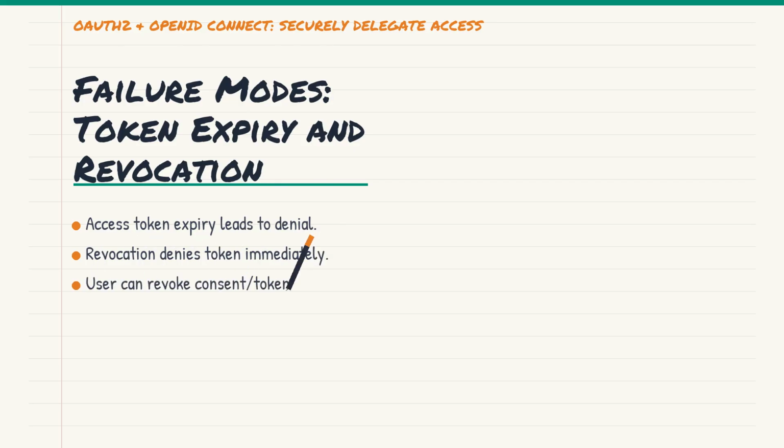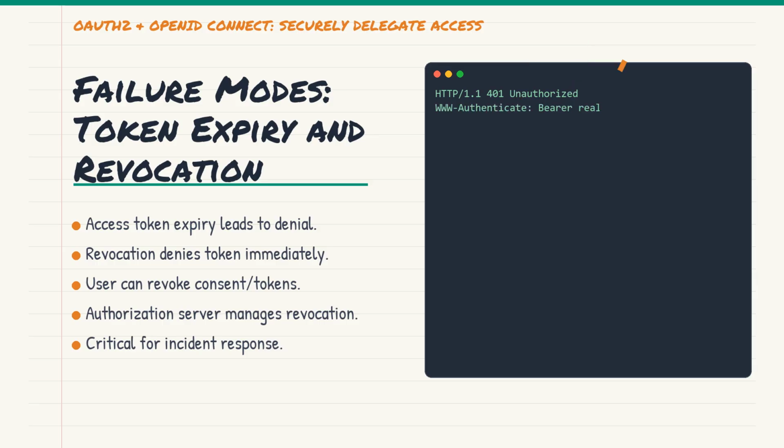Let's consider what happens when things go wrong with tokens. The most straightforward failure mode is an expired access token. The client tries to use it, the resource server says nope, you are too late, and rejects the request. A more active failure mode is token revocation. If a token is compromised, or a user decides they no longer want an app to have access, the authorization server can revoke that specific token, or even all tokens for that client and user. When the resource server receives a revoked token, it's treated the same as an expired one. Access is denied. Implementing robust token revocation mechanisms is critical for incident response.